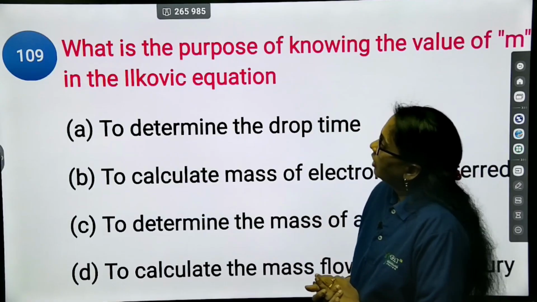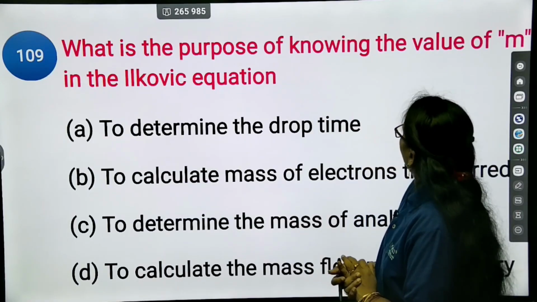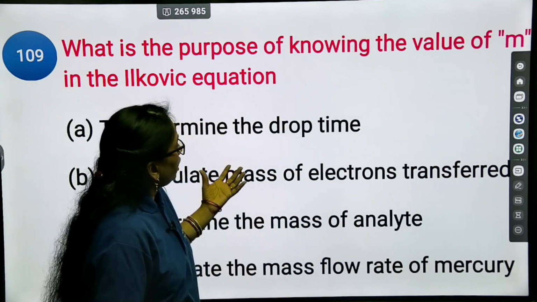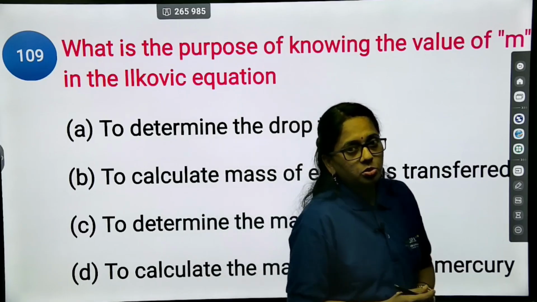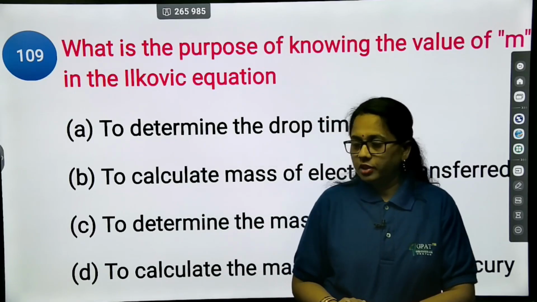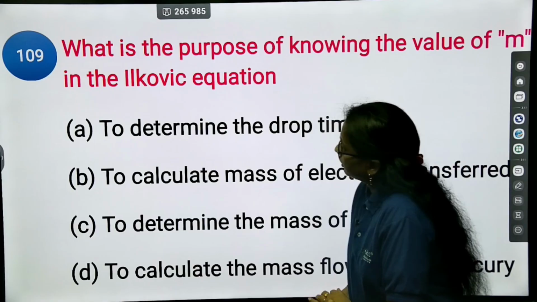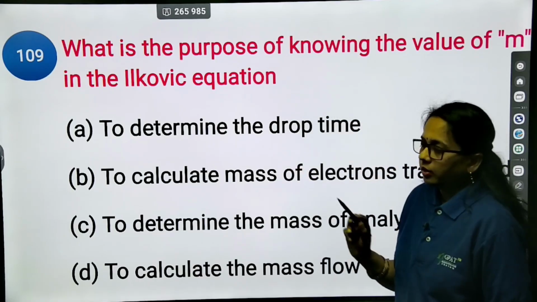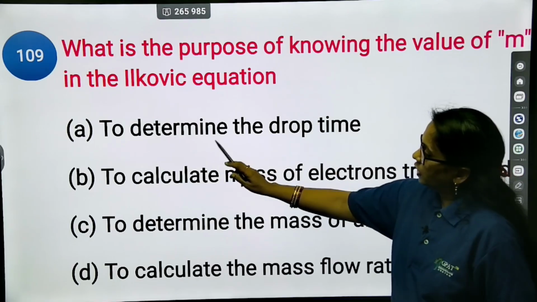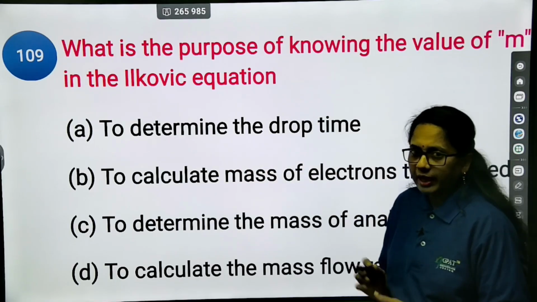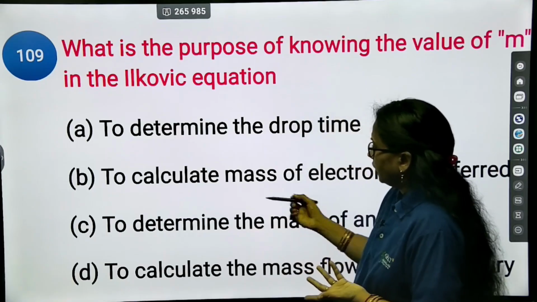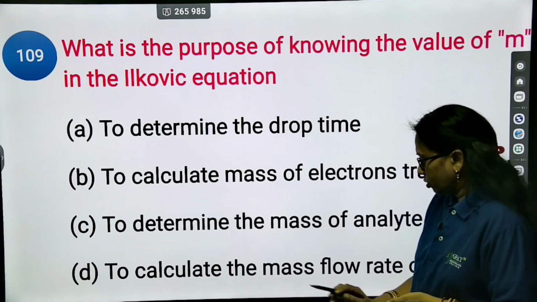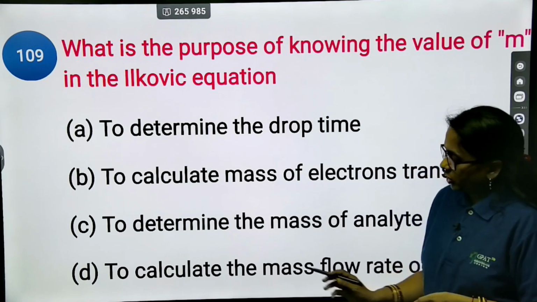Next question: what is the purpose of knowing the value of m in the Ilkovic equation? The Ilkovic equation means you are going to see the question from polarography, an electroanalytical method. Let us see the options first. To determine the drop time, time means it will be in the form of t. To calculate the mass of the electrons transferred, to determine the mass of the analyte, to calculate the mass flow rate of the mercury. Actually, option D is right.